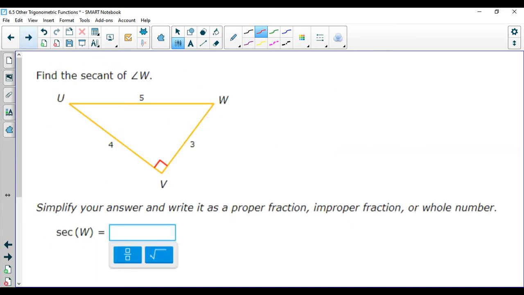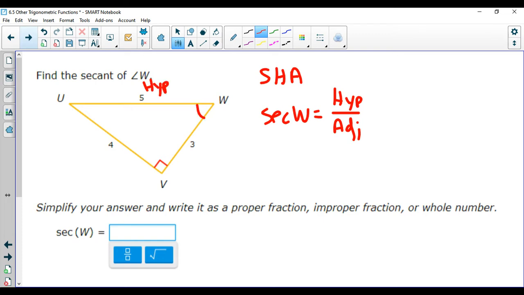All right, next question. So here's our second example. Find the secant of angle W. So this is one of those reciprocal trig functions. Remember, secant came from SHA, CHO, SHA, KO. So SHA here means secant of angle W is going to be hypotenuse over adjacent. So I want to make sure that I label this as the hypotenuse. And when I'm talking about angle W over here, this is adjacent.